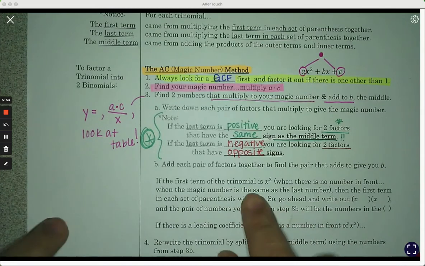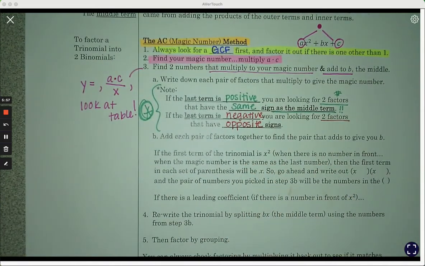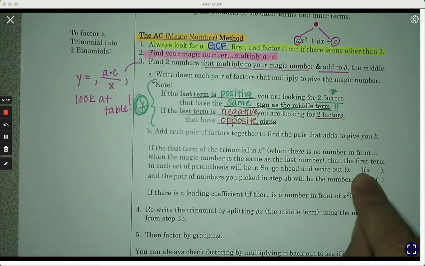If the first term of the trinomial is x squared, so if there's no number in front, when the magic number is the same as the last number, then the first term of the parentheses will be x. Okay, so if you don't have a coefficient in front of the x squared, then whatever you found in step 3 is going to go right into these pairs of parentheses. Okay.